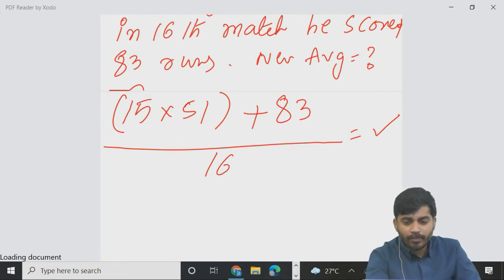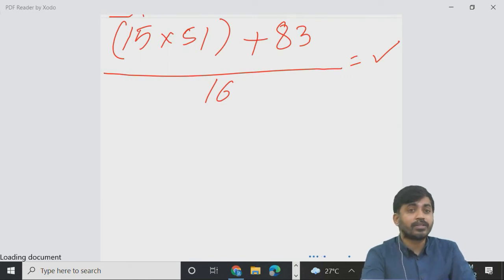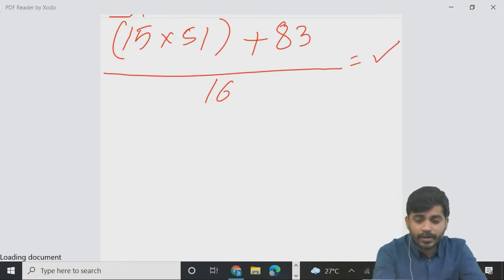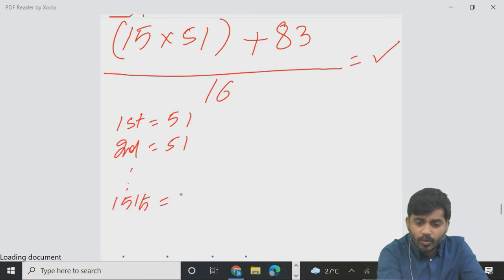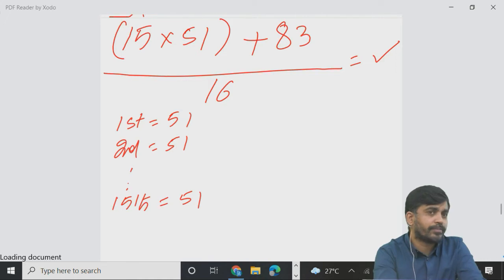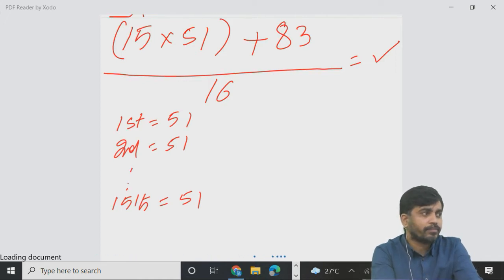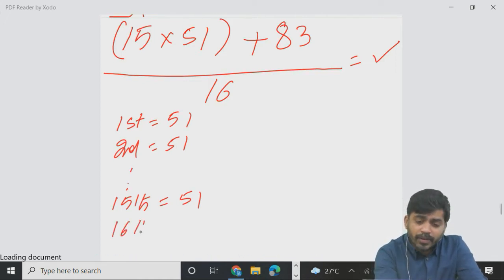Instead, what is our assumption? Each and every value will be equal to the mean, which is 51. That means first match score 51, second match score 51, 15th match score also 51. Clear? The 16th must be equal to 51 to maintain the same average.